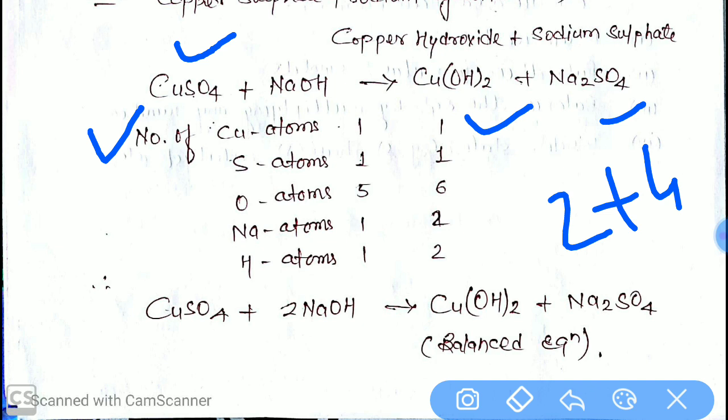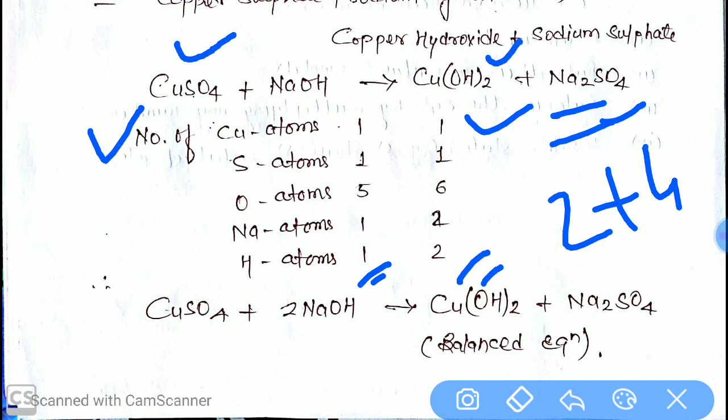Now see the number of sodium atoms. On the left side there is only one sodium atom, and on the right side there are 2 sodium atoms. So this is also unbalanced. And now look at the hydrogen atoms. On the left side there is only one hydrogen atom, while on the right side there are 2 hydrogen atoms.